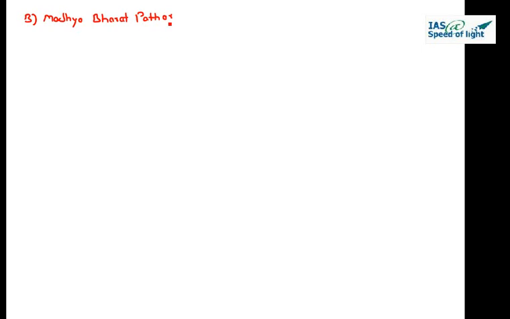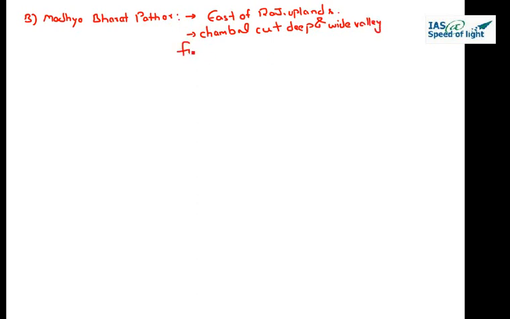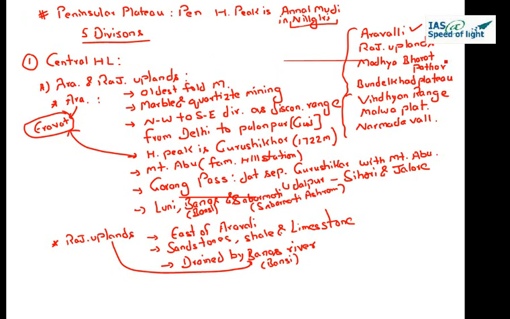So the point you have to remember for Madhya Bharat Pathar is that it is east of the Rajasthan uplands. It is the place where the Chambal, a tributary of the Yamuna, cut deep and wide valleys, forming ravines, or what we also call the Badlands. Okay, so we finished the Madhya Bharat Pathar. This is what you have to remember about it.